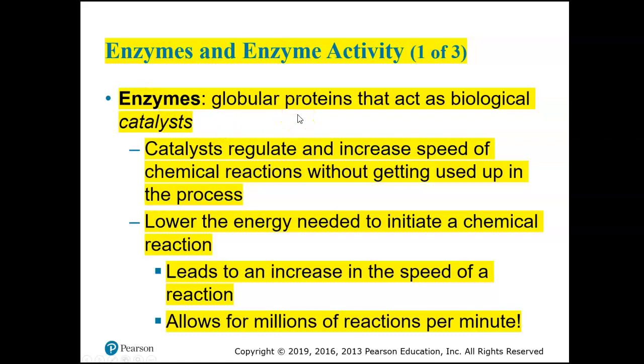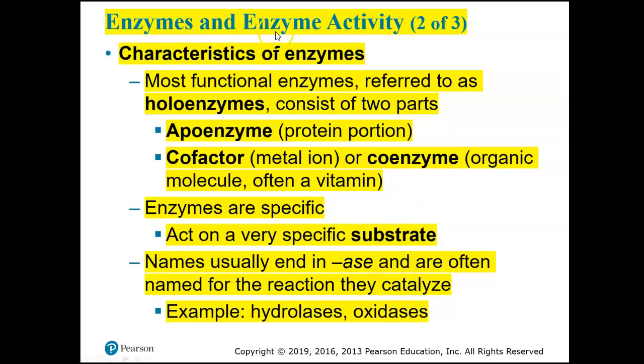Enzymes are globular proteins that act as biological catalysts, and catalysts increase the rate or the speed of chemical reactions. They do this by lowering the activation energy of the reaction, in other words, the energy needed to start the reaction. Because the amount of energy is lowered, the reaction occurs at a faster rate, and it allows for millions of reactions per minute. Once an enzyme catalyzes a reaction, it can catalyze another one. They're not used up in the process of catalyzing a reaction.